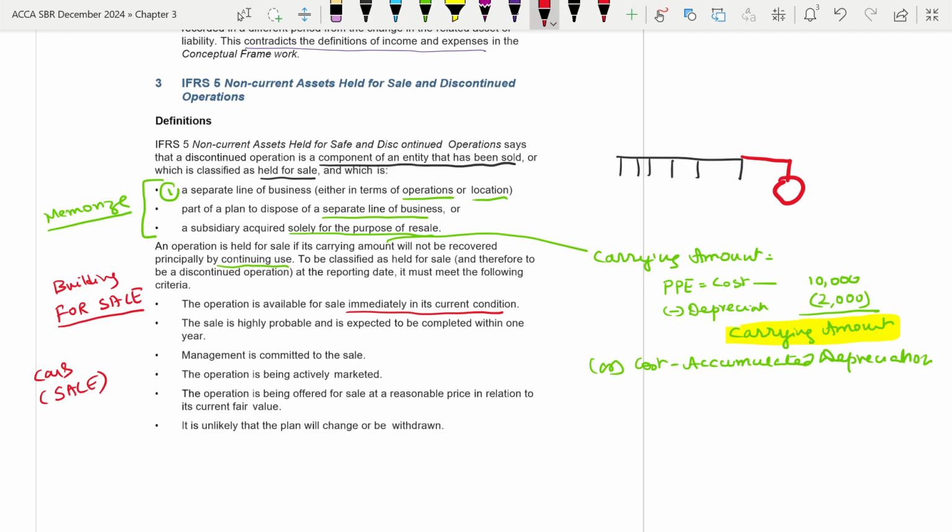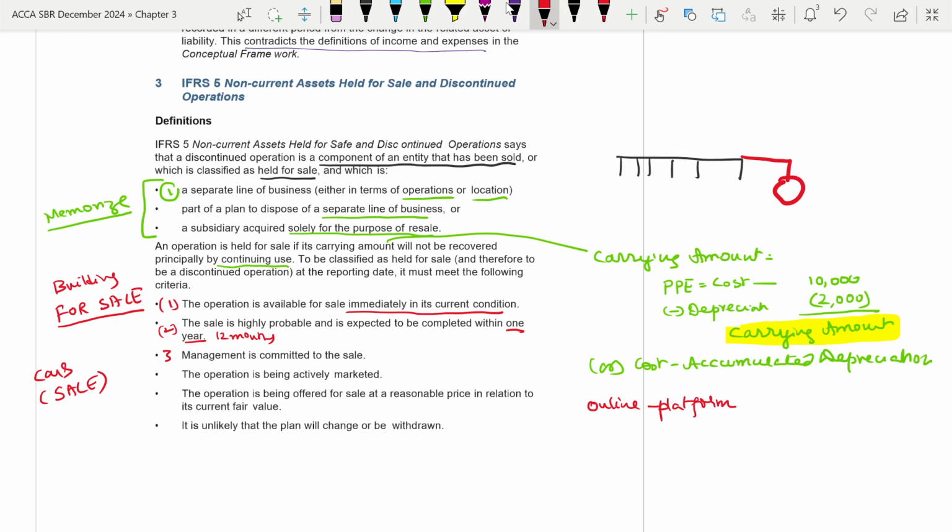On online business platforms, they also say it is on sale. What are the conditions? First thing, it will be available immediately. Second point, the sale is probable and it will be completed within 1 year, which means the next 12 months.